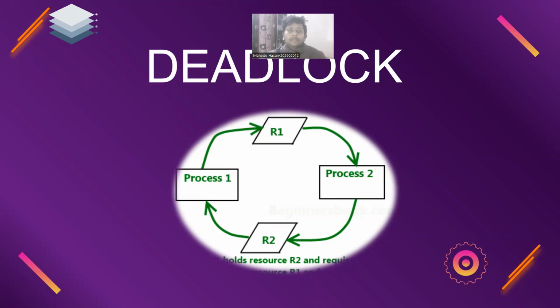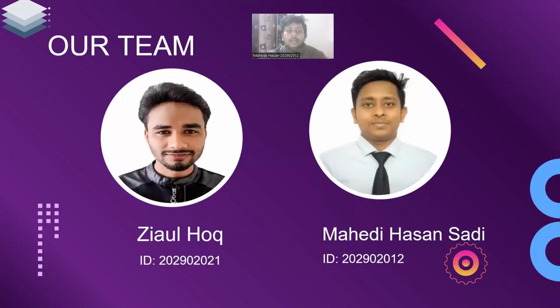In an operating system, a deadlock occurs when a process or thread enters a waiting state because a requested system resource is held by another waiting process, which in turn is waiting for another resource held by another waiting process. That is called deadlock. So deadlock is a very important part of operating systems. Today our presentation topic is deadlock.